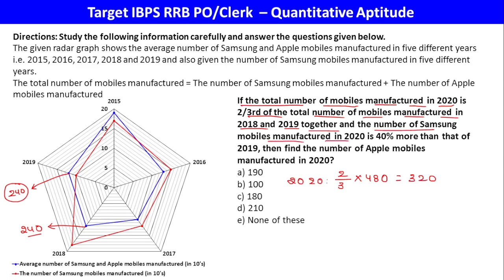And the number of Samsung mobiles manufactured in 2020 is 40% more than in 2019. 2019 lo Samsung 100, danikante 40% more ta. 2020 Samsung is 40% more than 100, right, 140. And find the number of Apple mobiles. Apple mobiles is total minus 320 minus 140, which is 180. Option C is the final answer for this question. Correct? Yes. Next set of DI.